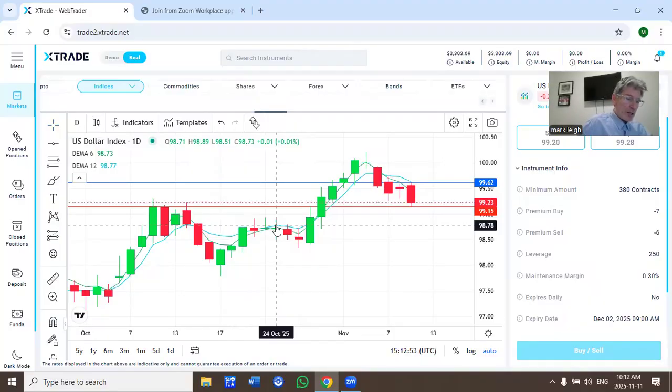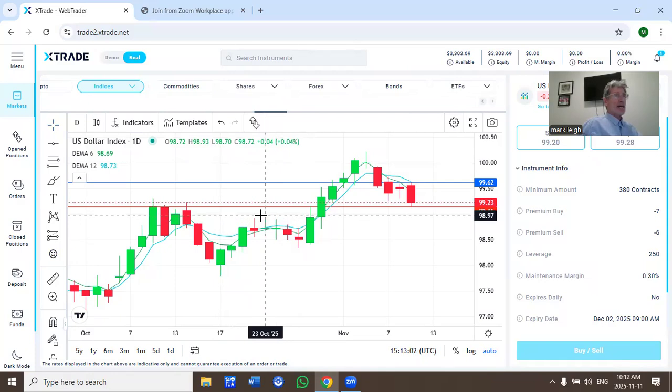Here, Tuesday, November the 11th. It is just after 10 a.m. Eastern Time. That's just after 3 p.m. GMT. Let's have a look at the US dollar performance now that the US session is underway.